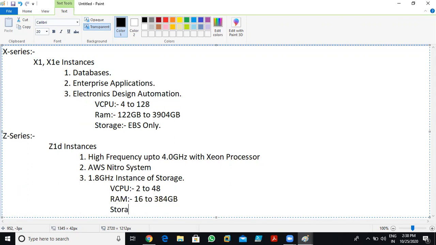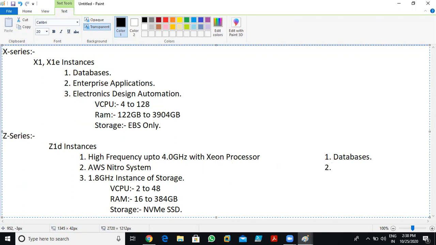The last one is the storage. I already told you this instance supports only NVMe SSD storage. It does not support EBS, it supports this kind of storage. So the storage is very fast. That's why it gives you 1.8 gigahertz frequency of storage. This series also supports databases. If we need very high storage performance or very good frequency in storage or processors, we can go for databases as well.